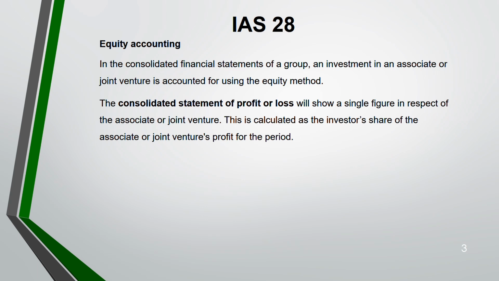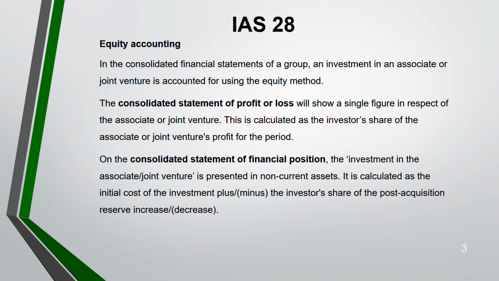But yes, definitely for that you have to show workings. And on your consolidated statement of financial position, you will show the investment in the associate or investment in the joint venture as non-current assets. So how do you calculate the equity accounting?